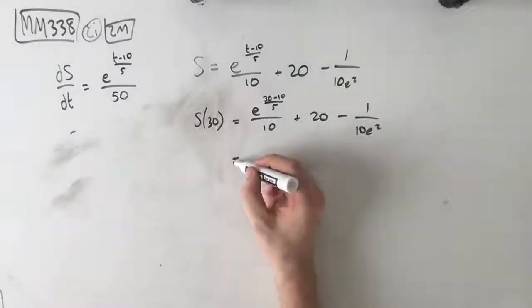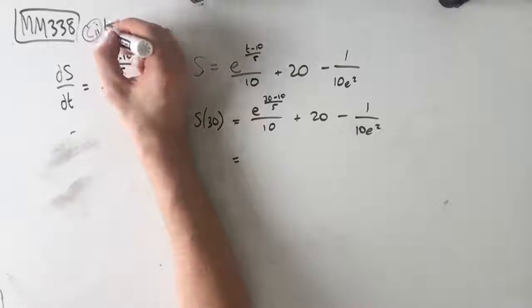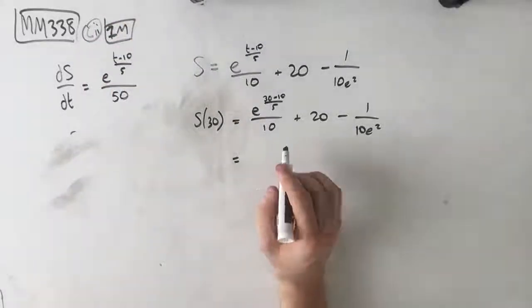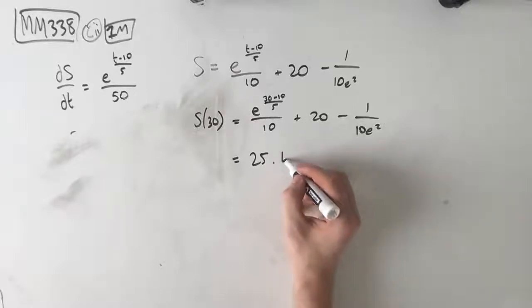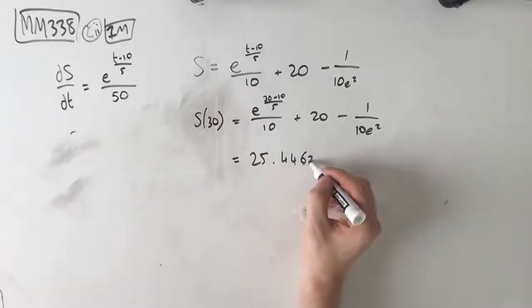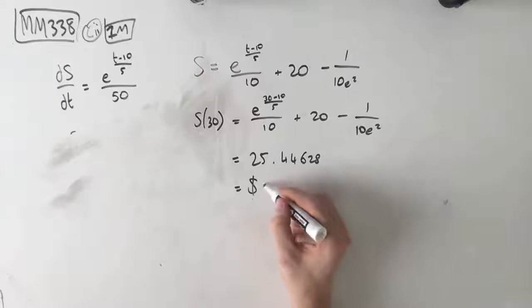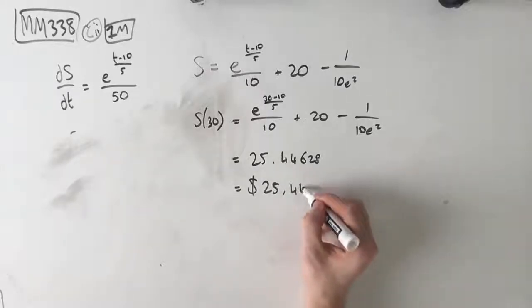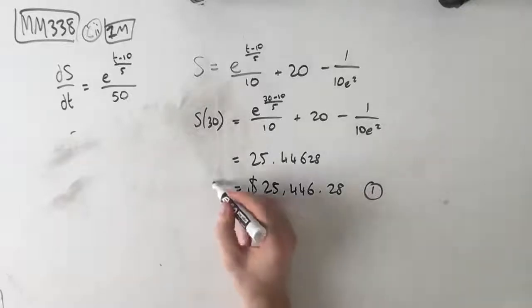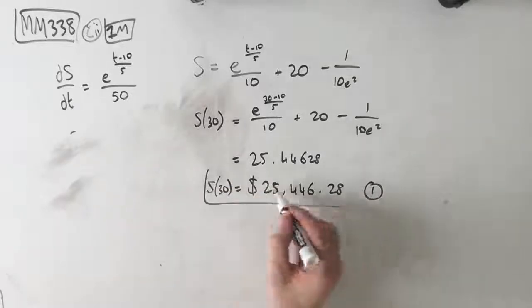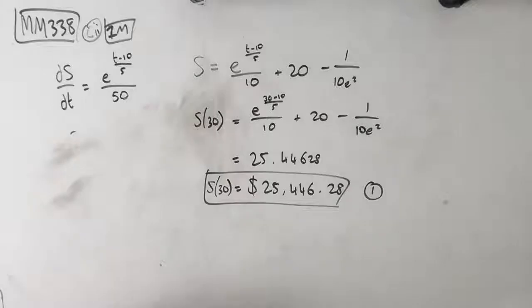Now this is only a 1 mark question, so we don't have to show any working. I'm just showing this so that you can see what's happening. So we get 25.44628, which means that our total savings is $25,446.28. Now that's our first and only mark for this question, guys. That's it. Let's move on to part D.